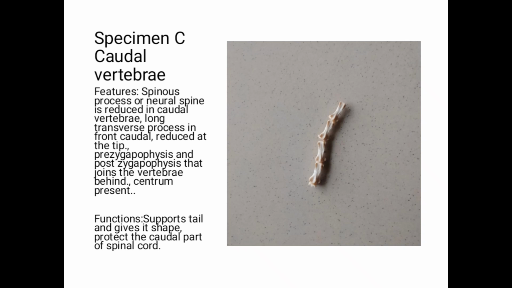Specimen C is a caudal vertebra found in the tail. It features a spinal process or neural spine which is reduced in caudal vertebra, long transverse process in the front, reduced at the tip. It has a prezygapophysis and the postzygapophysis that joins the vertebra behind. The centrum is also present. The functions, it supports the tail and gives it shape and protects the caudal part of the spinal cord.